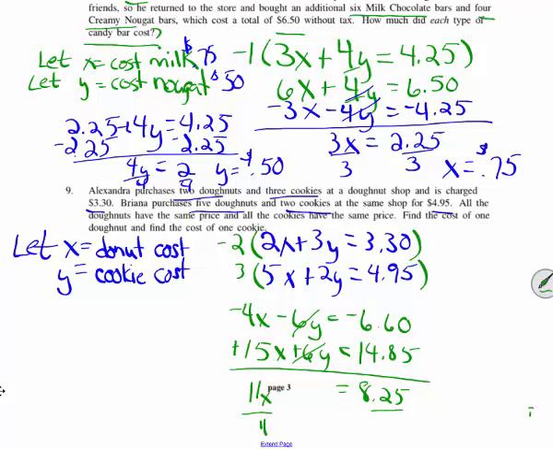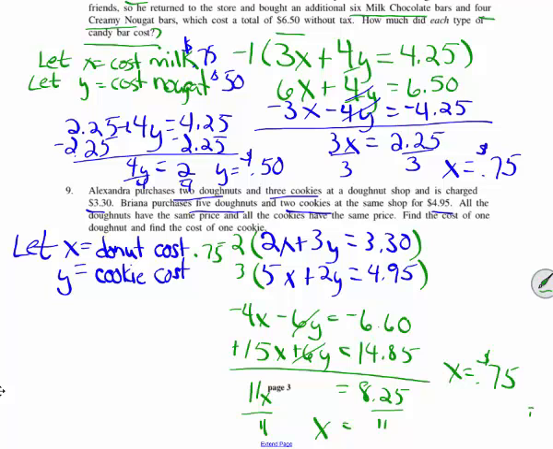I'm left with 11x, and on the other side, 825. Divide by 11, and you're getting, again, 75 cents. All right, so the donuts cost 75 cents. And then you can put that in. I'm going to use the first equation.